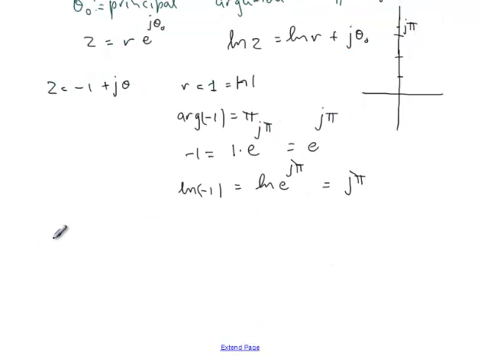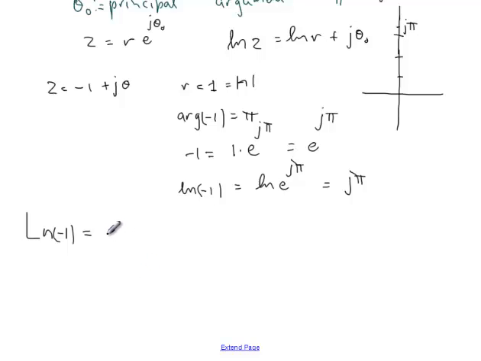Let's go back to this one, where this is a set of numbers. No, sorry. Let me write it correctly. The argument of -1 is what? Is pi, isn't it? Are you sure? The argument of -1 is pi. Do you agree?